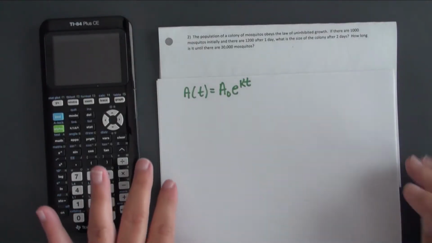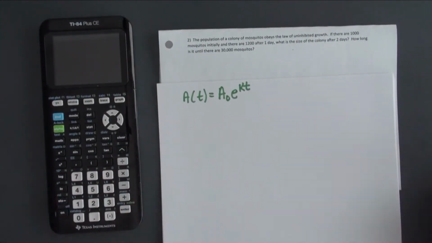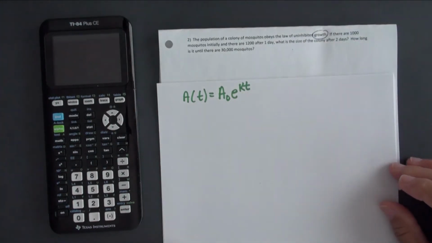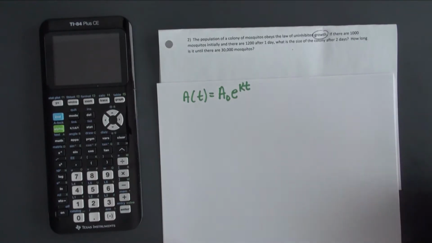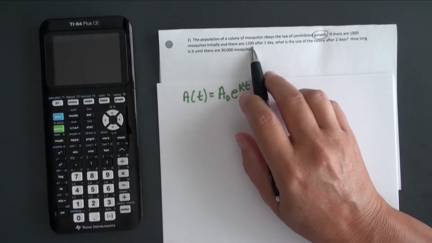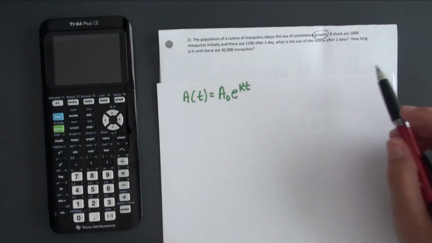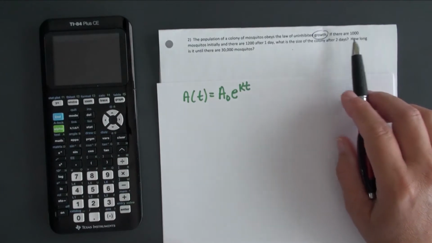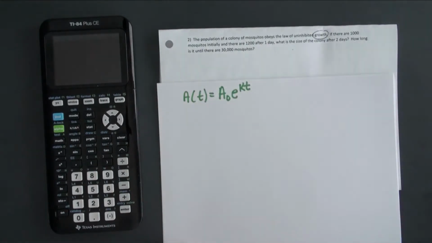Let's look at the second problem. The population of a colony of mosquitoes obeys the law of uninhibited growth. That means our K is going to be positive. If there were 1,000 mosquitoes initially, and there are 1,200 after 1 day, what is the size of the colony after 2 days? And how long is it until there are 30,000 mosquitoes?